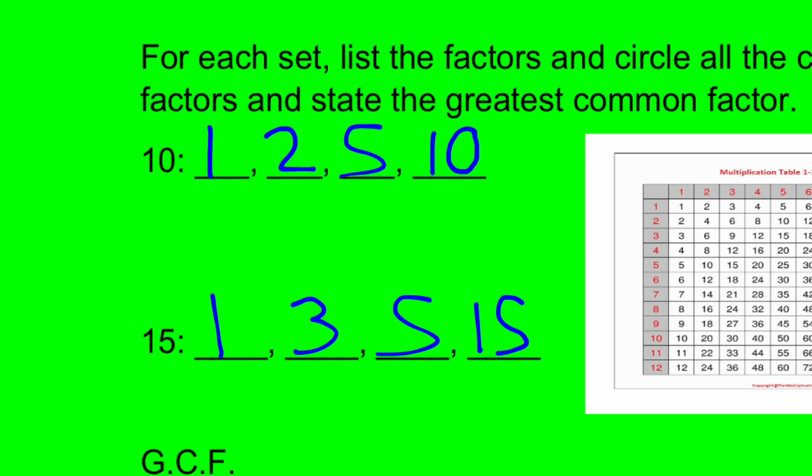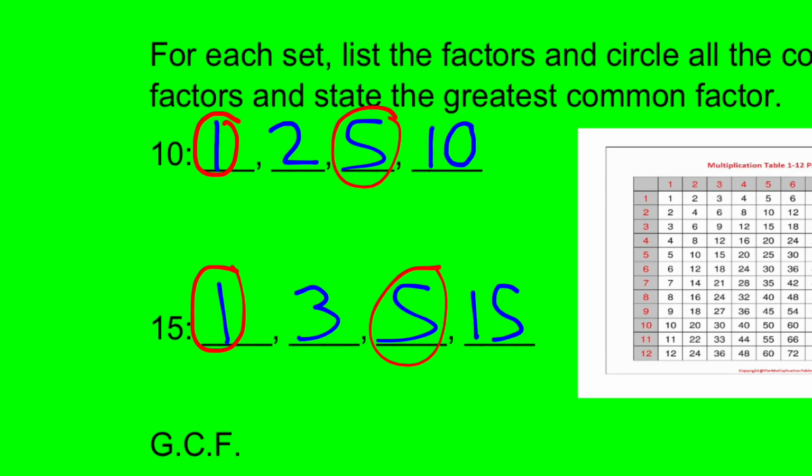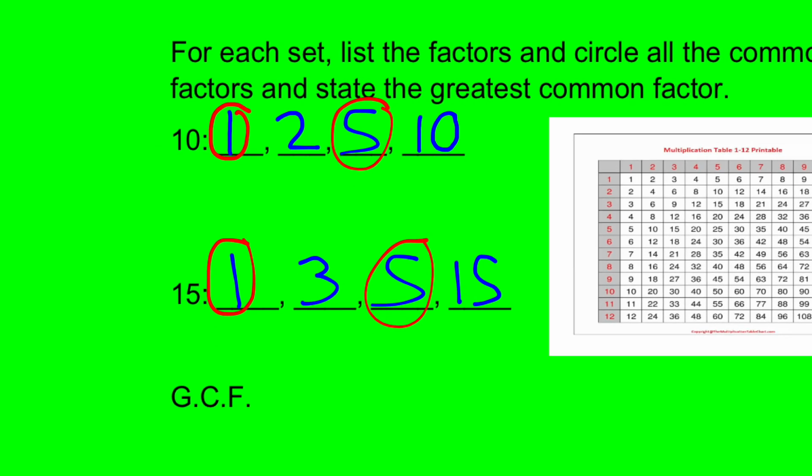The common factors in each one, I'm going to circle them. Well, they both have 1 in common, and they both have 5 in common. So we would say then the G.C.F., or the greatest common factor, is the largest one they have in common, which is 5. That's how you find the greatest common factor.